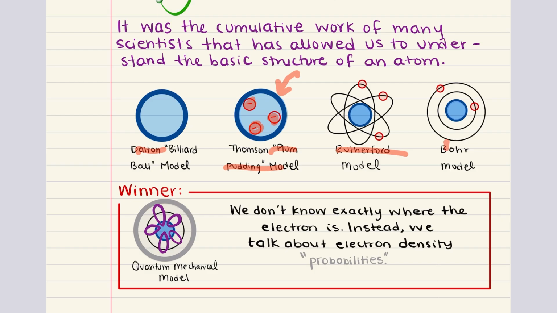Then came Niels Bohr, who in 1913 proposed that electrons orbit the nucleus in defined paths or shells. His model offered an explanation for the discrete energy levels that were observed in atomic spectra. And this was a significant leap forward, but it still couldn't fully explain the behavior of electrons.